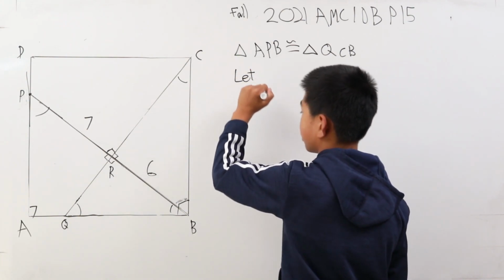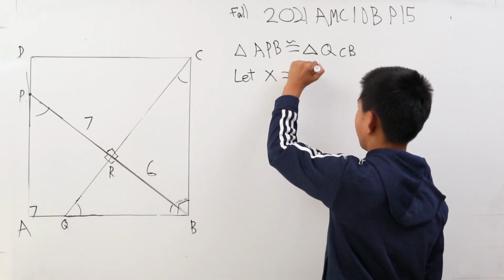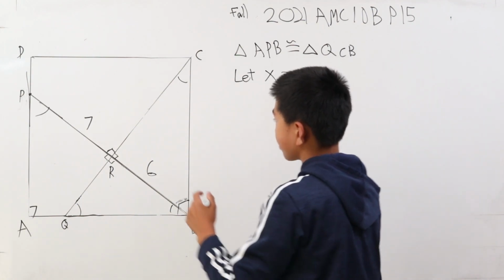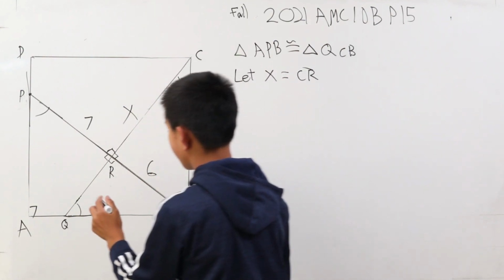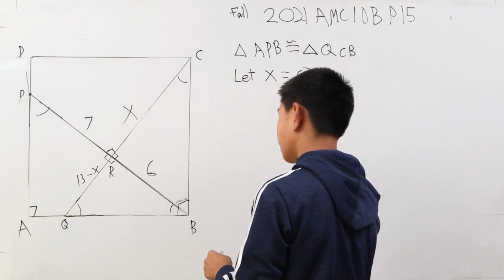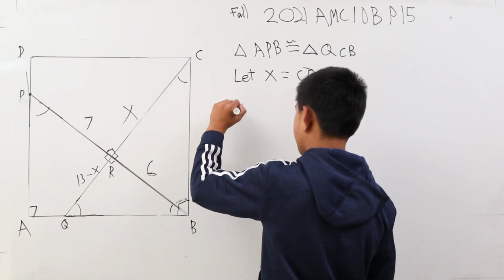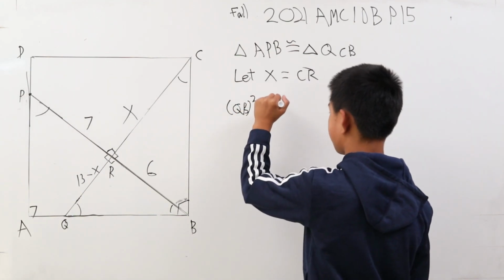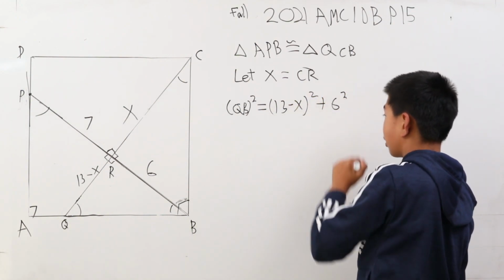Let a variable, call it x, equal the length of segment CR. This is x. We know that this length is 13, so therefore this side has to be 13 minus x. Well, let's start with segment QB. QB squared is going to be equal to (13 minus x) squared plus 6 squared.